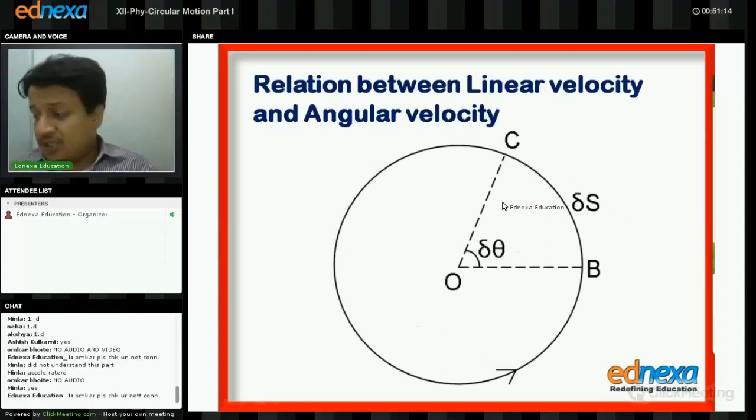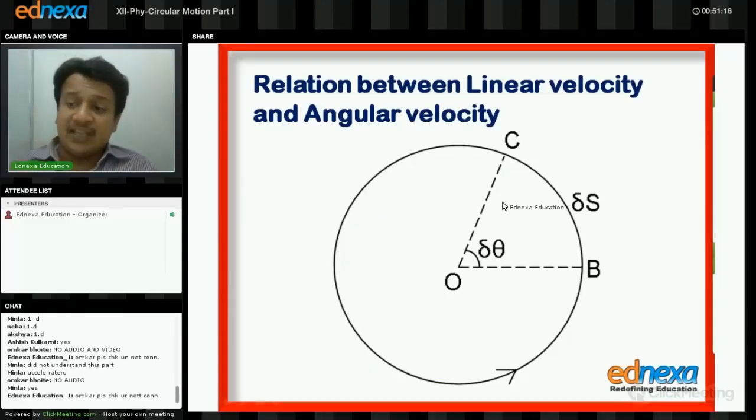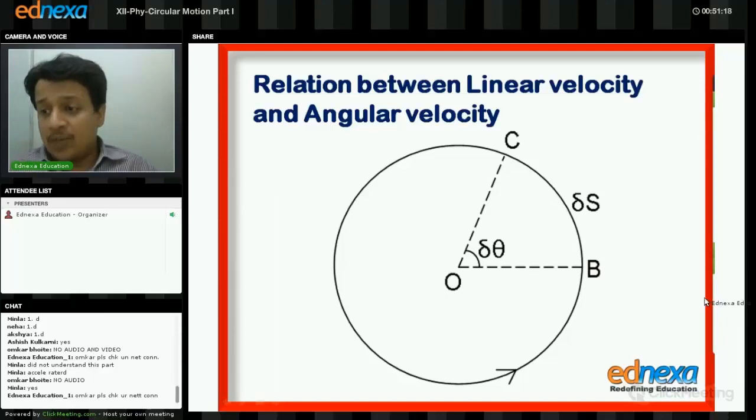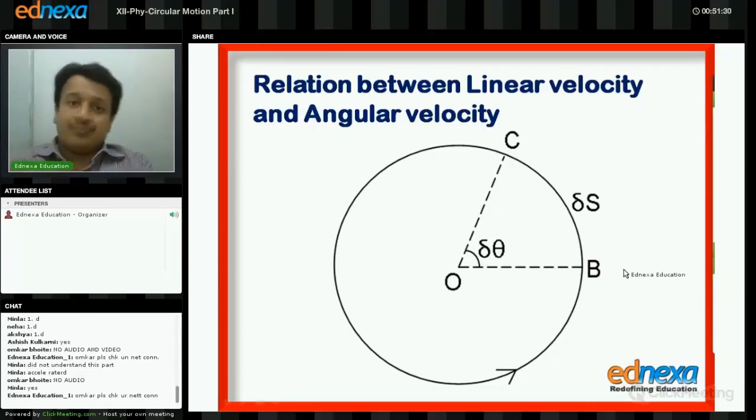Now you may ask me, sir, is there a relation between linear velocity v and angular velocity omega? Yes, there is a relation between linear velocity and angular velocity, and we are interested in finding out that relation. For that purpose, check the diagram in front of you.